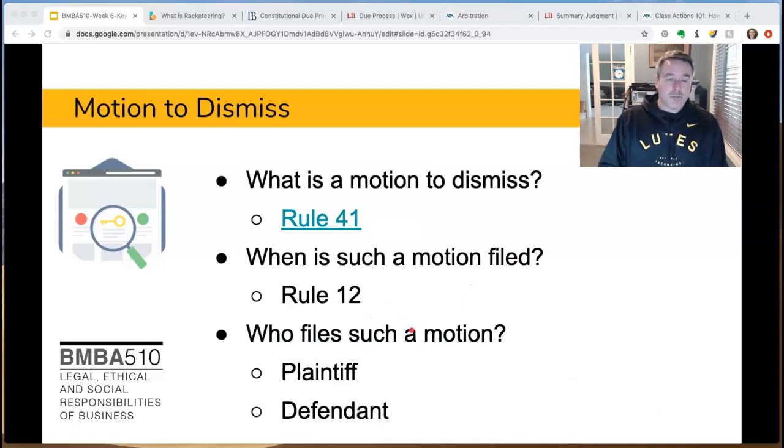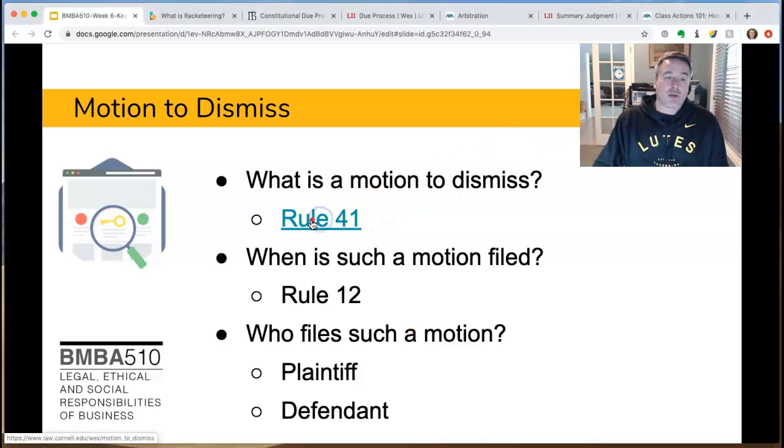now we'll move on. Motion to dismiss. So we mentioned earlier a summary judgment. That motion is filed later in the case after discovery, but there's also an opportunity to dismiss the case earlier, very early on, in fact, right after it's filed, before there's any discovery. The parties can try to have the case dismissed, and this is usually the defendant that does this, although the plaintiff can file a motion to dismiss also if they want to withdraw the lawsuit.